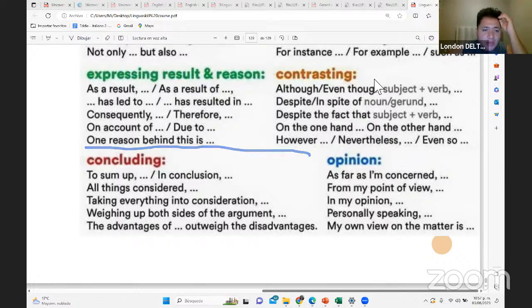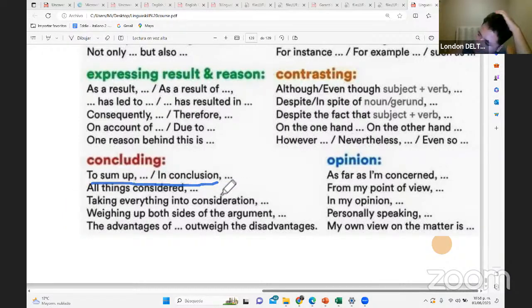Okay, please, let's see. Adriana, can you read the concluding points, the first two expressions on top here? Can you read them? Maybe please. Flor, can you help me read these?